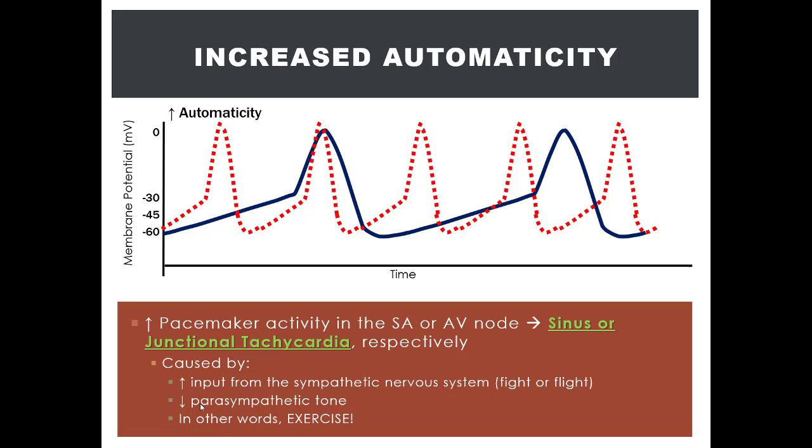So in what situation do you think these autonomic nervous system changes occur? Yes, during exercise. During exercise, you have increased sympathetic activity described as the fight or flight response, and you have a decrease in parasympathetic activity or tone. Together, this creates this effect as again reflected by the red dotted line. More action potentials and thus more heartbeats per given time.